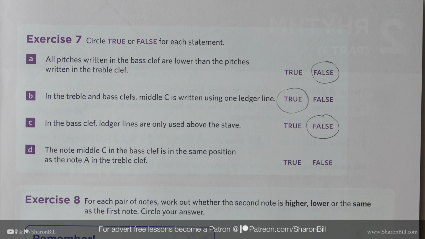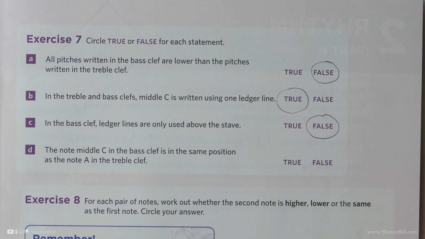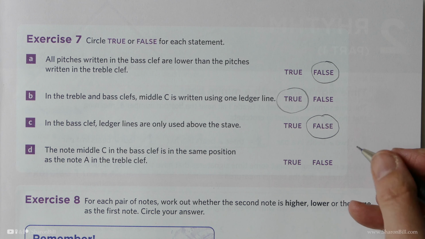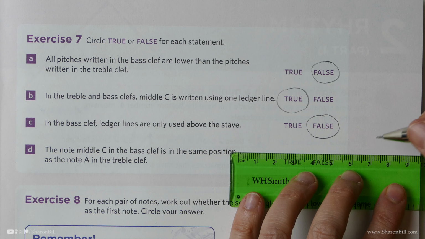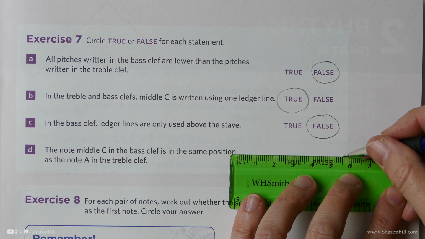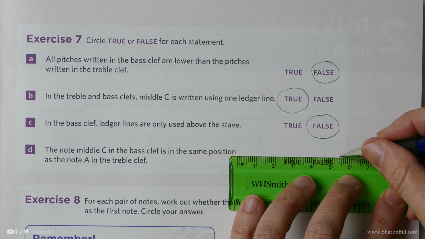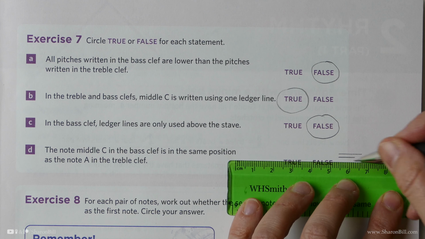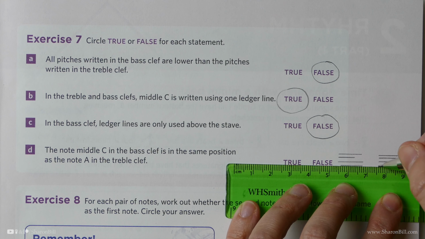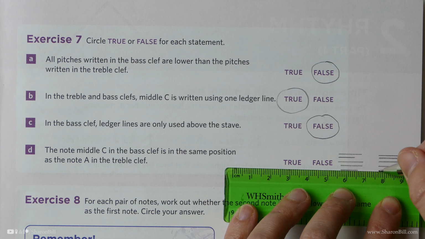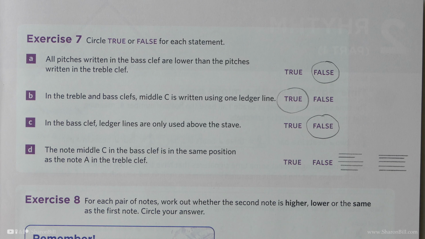Is it true or is it false that the note middle C in the bass clef is in the same position as note A in the treble clef? Well, let's just think about this. I'm just going to quickly draw a little stave. We're using ledger lines, so we don't really need it, just as a reference point.